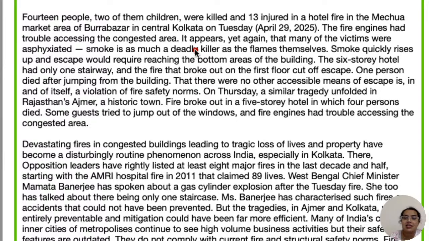On Thursday, a similar tragedy unfolded in Rajasthan's Ajmer, a historic town. Similar thing happened. Fire broke out in a 5-story hotel in which 4 persons died.